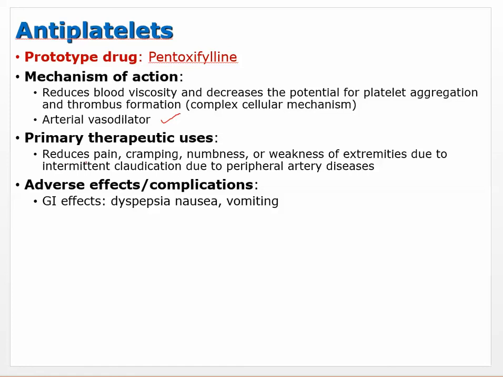Reduces pain. So these are the listed uses for it. Reduces pain, cramping, numbness, or weakness of extremities due to intermittent claudication due to peripheral artery disease. So that means that clots or blockage of blood flow that can happen intermittently, and that can cause pain. This will prevent that from happening and prevent that pain. And that's really its primary use. Adverse effects, not too bad. GI effects, dyspepsia, nausea, vomiting.